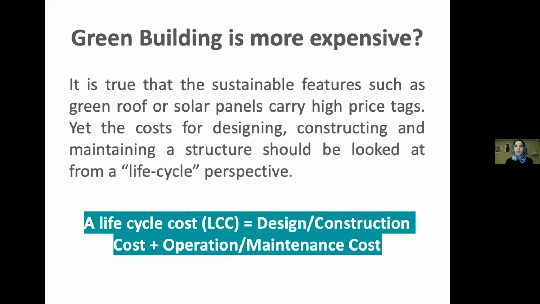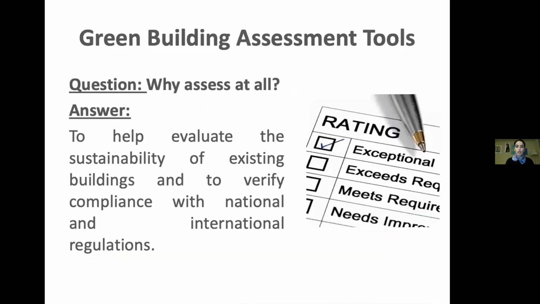People are going to say green buildings can be more expensive. Yes, that's true. The sustainable features provided by green buildings can be expensive, but this is not how we calculate the total cost of a building. There is a concept we call the life cycle perspective. Life cycle cost is basically design and construction cost plus operation and maintenance cost. This is how we need to think, as engineers, as developers, as government, when we want to design and build a project, not just think of the initial cost, which is merely design and construction.